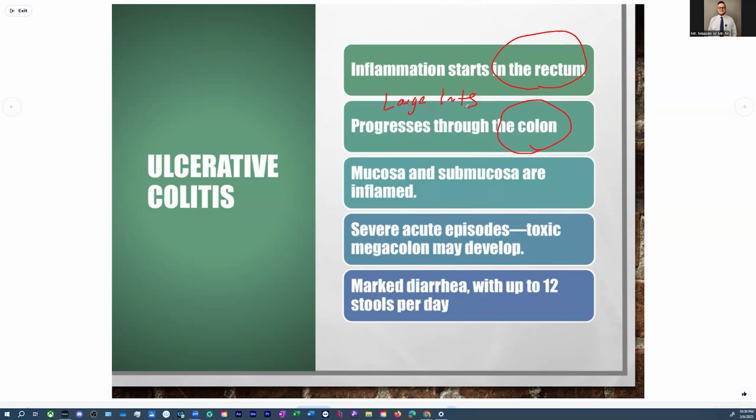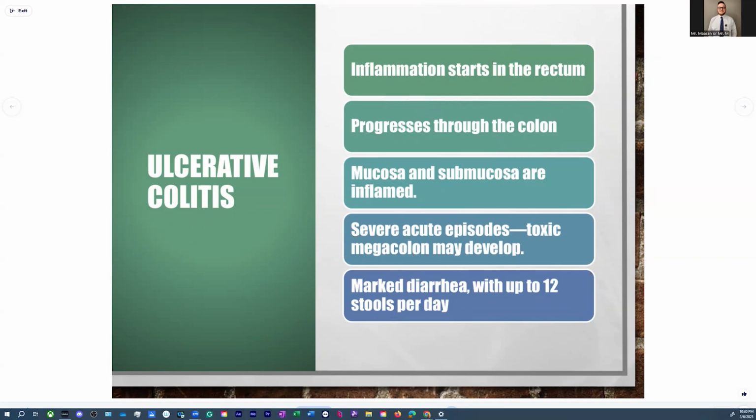If you want to know what toxic megacolon is, it's basically severe inflammation that totally interferes with the normal movement, peristalsis, the wave-like movement. And this leads to possible blockage, a bowel obstruction. Other unique things with this are an increased risk of cancer when you have ulcerative colitis, and the diarrhea is even more than Crohn's, much more diarrhea, up to 12 stools per day. That's a lot. So more diarrhea, risk of megacolon, ulcers that form in the mucosa. Those are some of your differences.